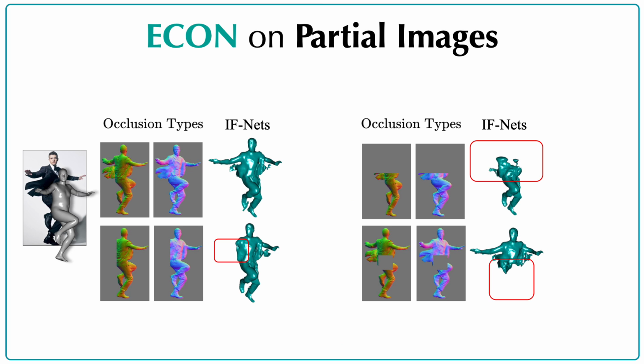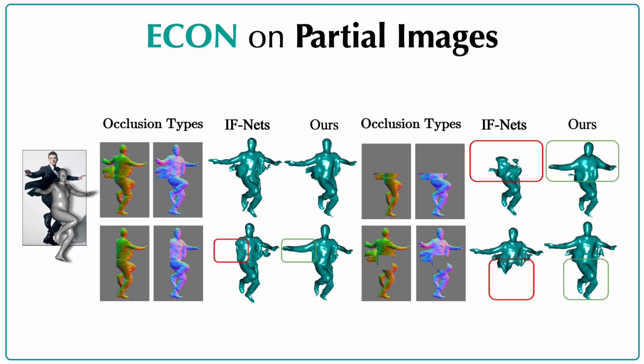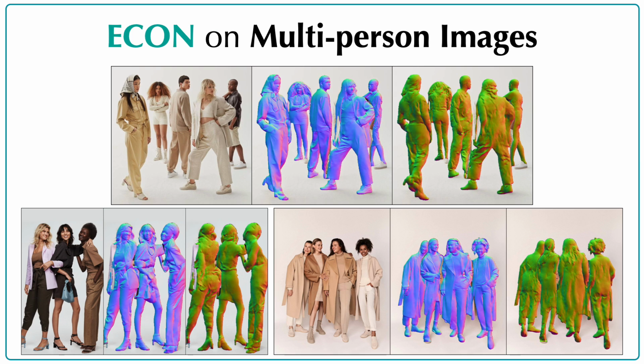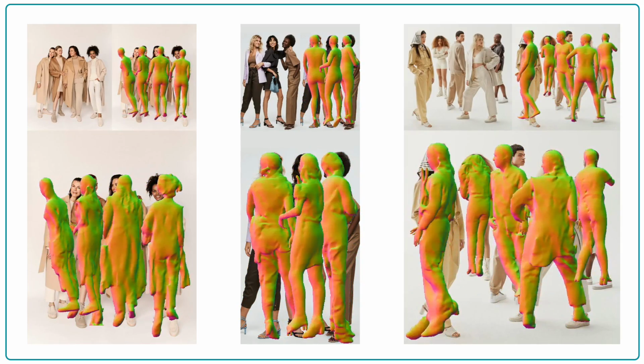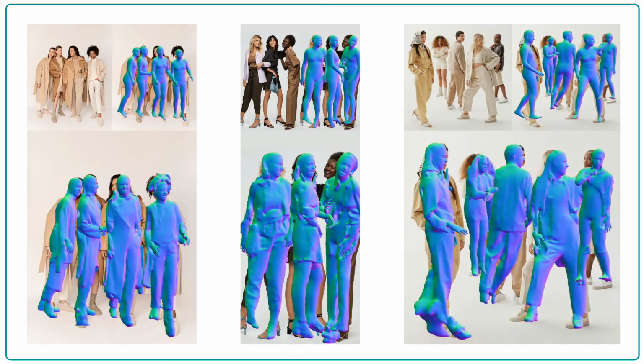Due to its ability to complete shapes, ECON can be applied to partial images, where it in-paints the missing geometry in 3D space. This ability is important because it means that ECON can be applied to multi-person images with occlusion. Note that ECON was not explicitly trained for multi-person cases, yet it can cope with this.